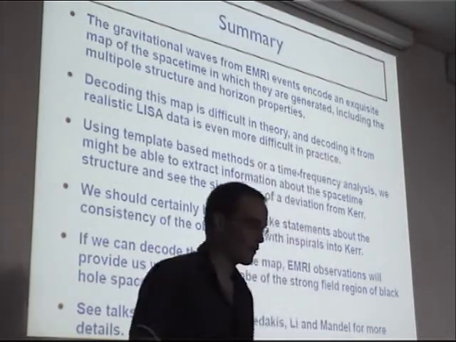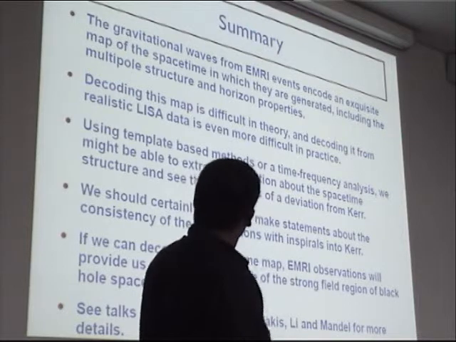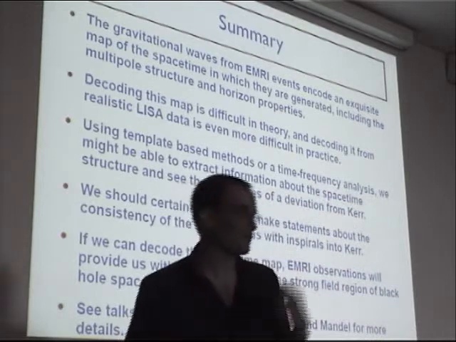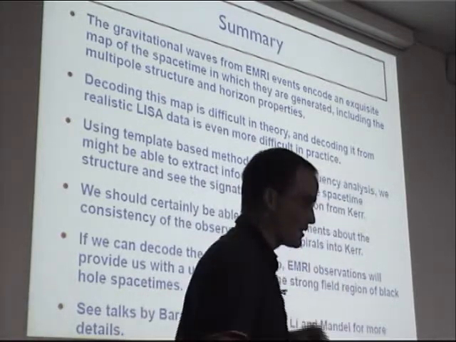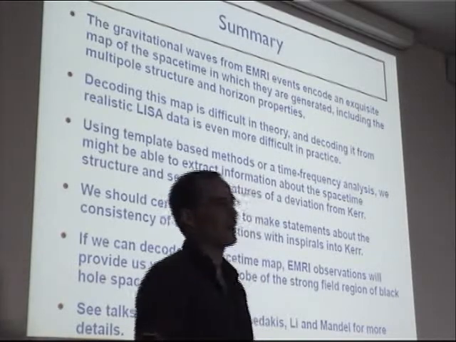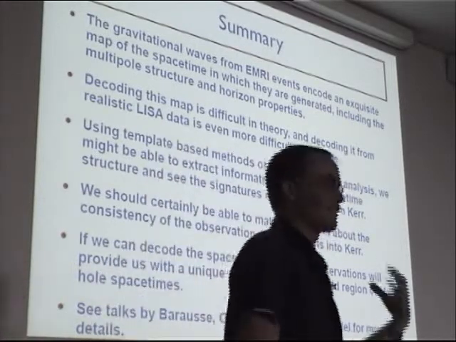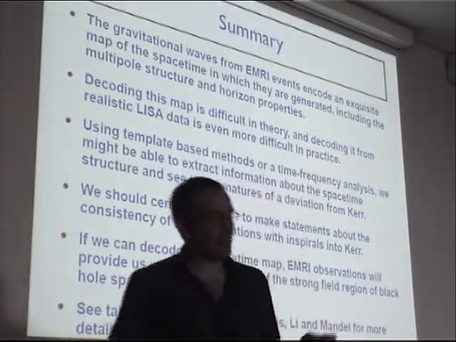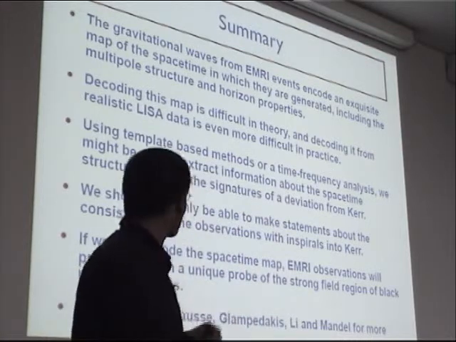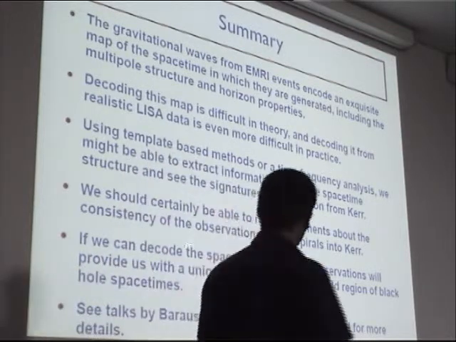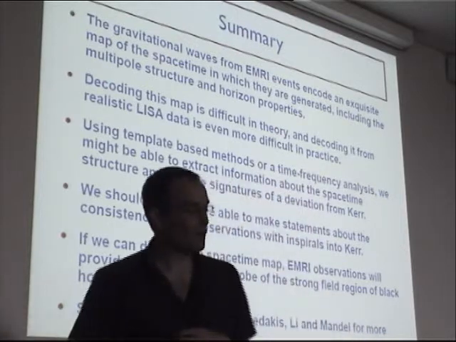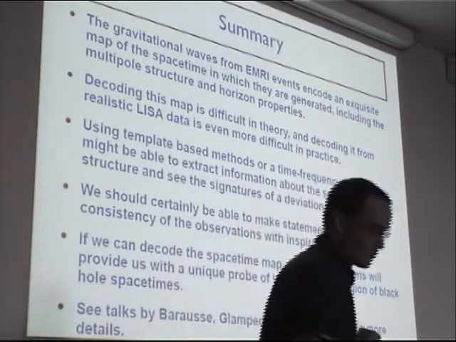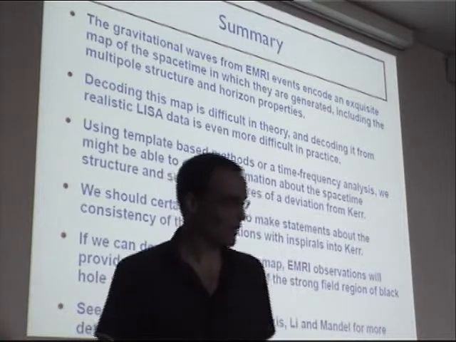I'll finish with my summary. In principle, EMRI events are very powerful probes of space-time. But decoding the map is difficult in theory, and is made more difficult by the fact that LISA data is noisy and contains many, many sources. It's likely that using some kind of template-based method or a time frequency analysis, you will be able to extract some information and probably see the signature of a deviation from Kerr. And we can certainly make statements about the consistency of the observation with inspiral into Kerr. This is the null hypothesis test again.